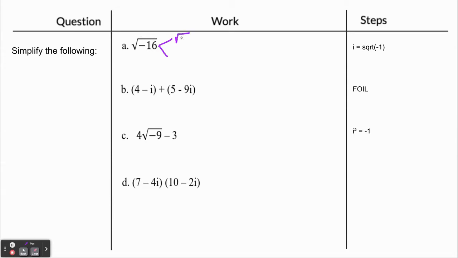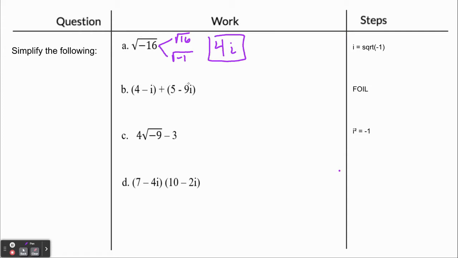So I'm actually going to simplify this by breaking it up. I know the square root of negative 16 is like saying the square root of 16 times the square root of negative 1. Now I know the square root of 16 is equal to 4, and I use i to represent the square root of negative 1. So simplified here, we get 4i.